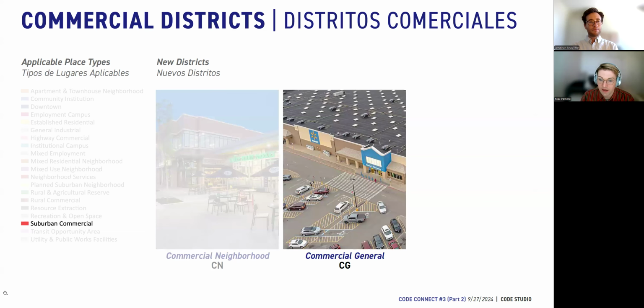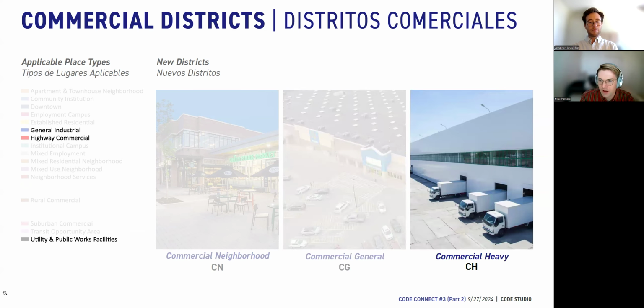Going to our next level up to commercial general, this is really thinking more of a suburban style shopping center. And unsurprisingly, it is implementing the suburban commercial place type. And then going up to commercial heavy, this is really getting into the general industrial place type, the highway commercial place type, and utility and public works facilities place types. So getting more into that light industrial territory.